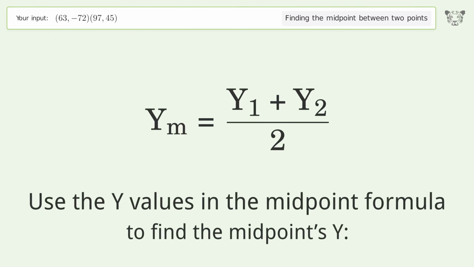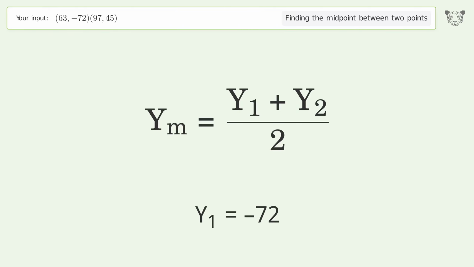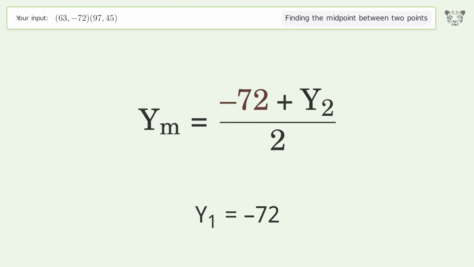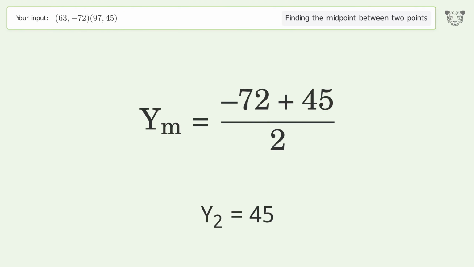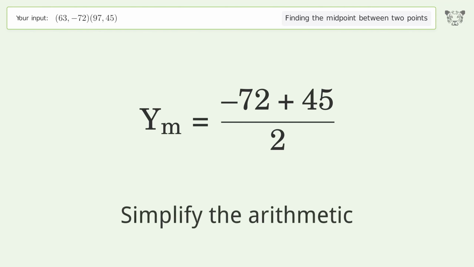Use the y values in the midpoint formula to find the midpoints y. y1 equals -72. y2 equals 45. Simplify the arithmetic.